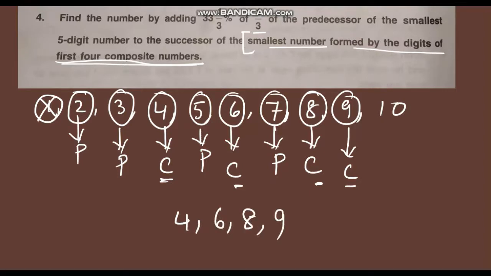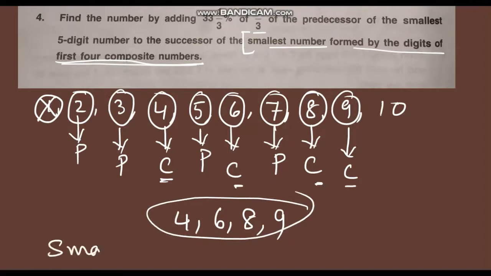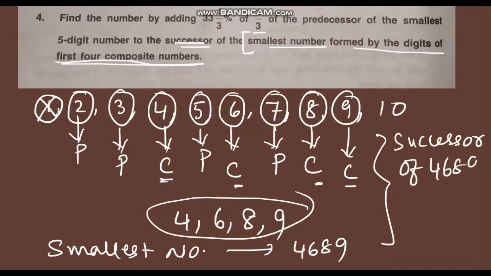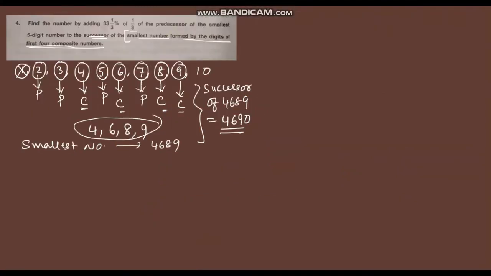Now see here what he is saying. Smallest number formed by the digits of first 4 composite numbers. So if you form the smallest number from these 4 digits, you will get 4689. Now here what you need? Successor of the smallest number formed by the digits of first 4 composite numbers. So successor of 4689 will be 4690. So here we have completed part 1. Now let's see the next part.